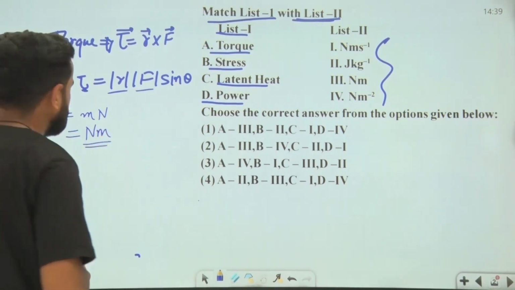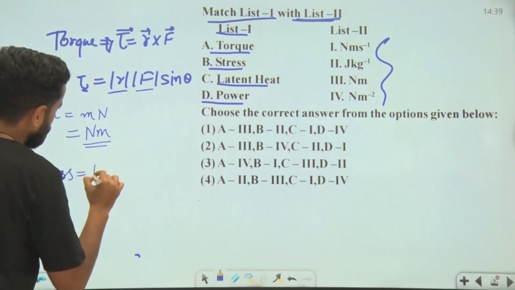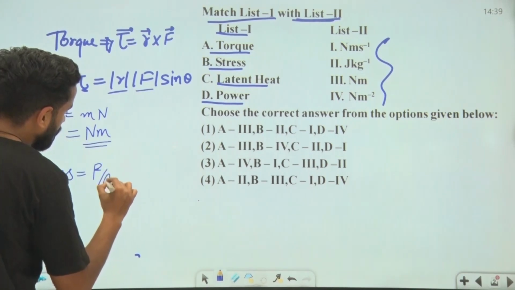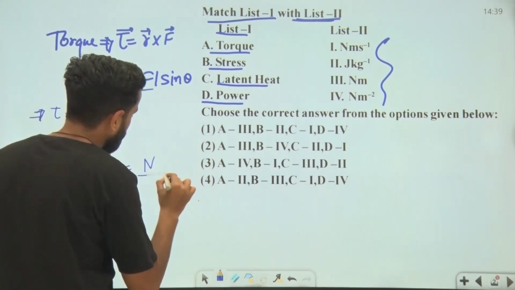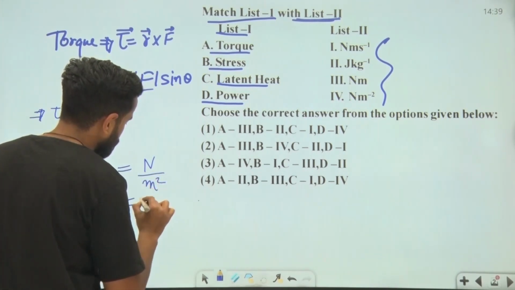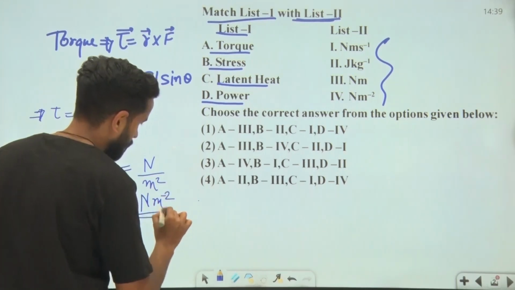The next quantity is stress. Stress is given as force upon area, and force is Newton and area is meter square. So the unit for stress will be Newton per meter square.